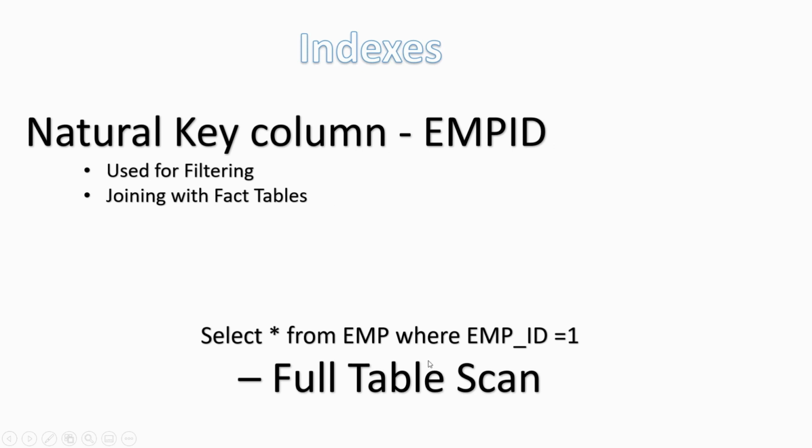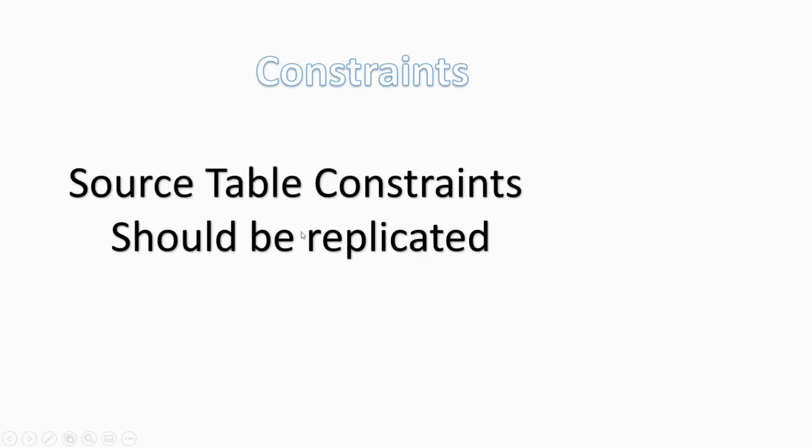If we do not create this index and we run a simple query to identify a particular employee ID, since the index is not available, Oracle will have no option but to do a full table scan, which can lead to performance issues. So any column that is potentially used for filtering should be considered for indexing. You can ask a question if you do not see any indexes on the table. Similarly, if the source table has any constraint, we should consider replicating them on the target table as well.